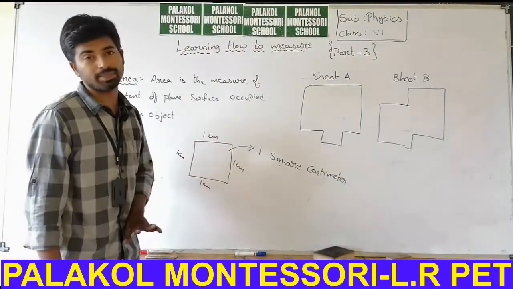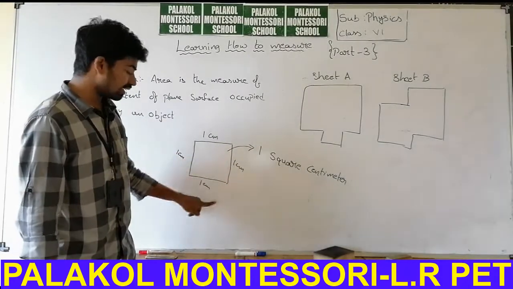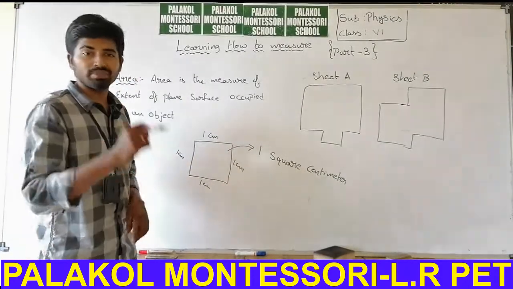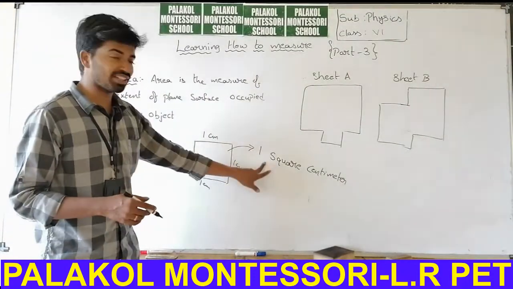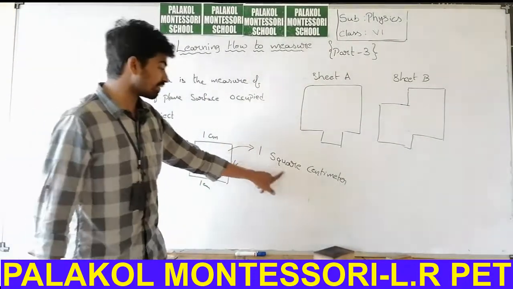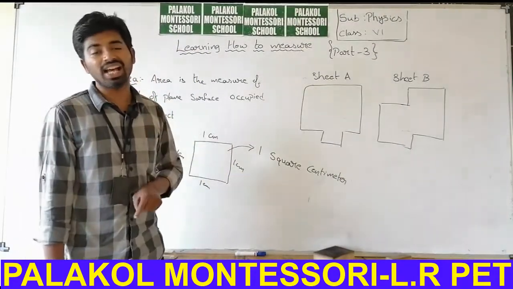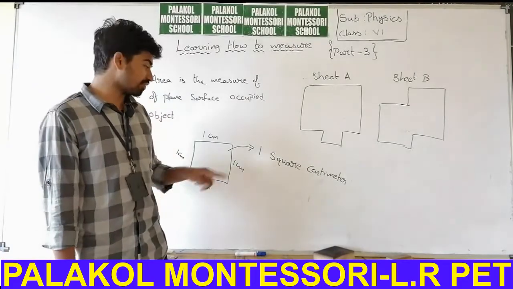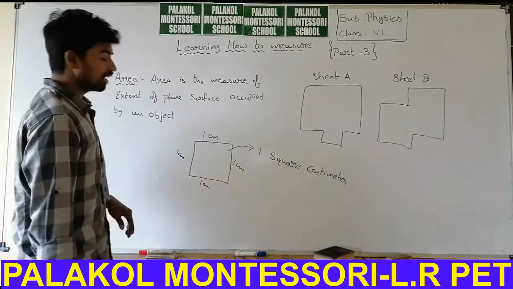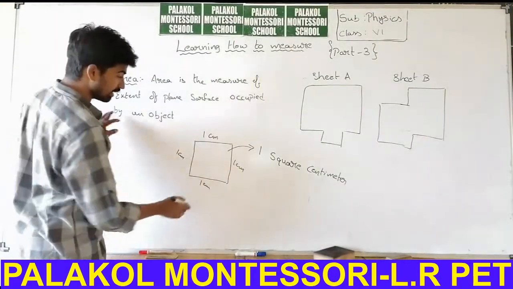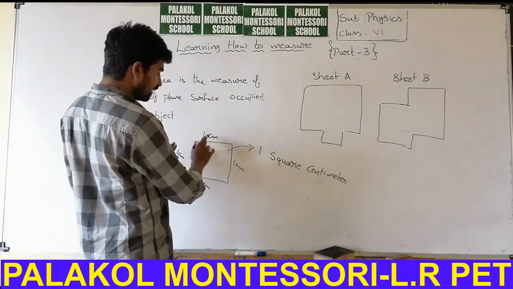So what is 1 square centimeter? It is the square having each side 1 centimeter. What does that mean? A square of side 1 centimeter is 1 square centimeter. What is the area of this square? It is 1 square centimeter.